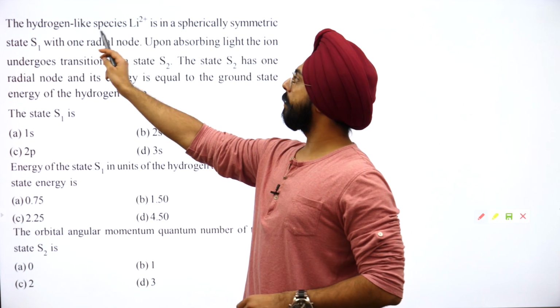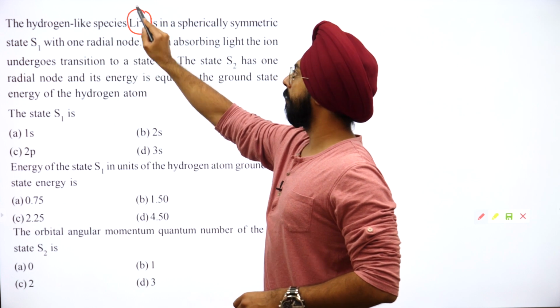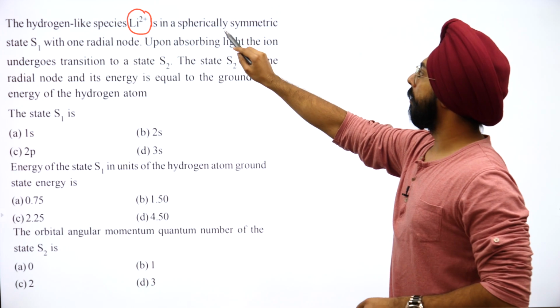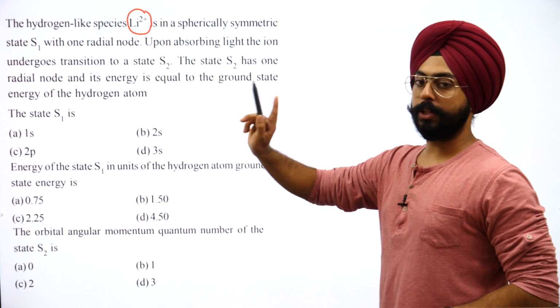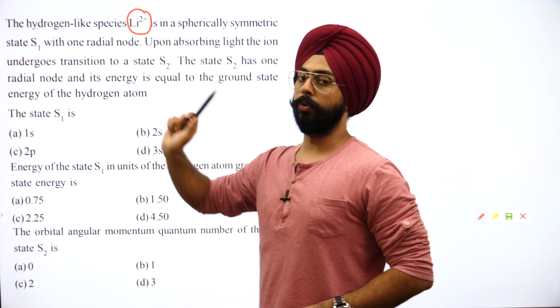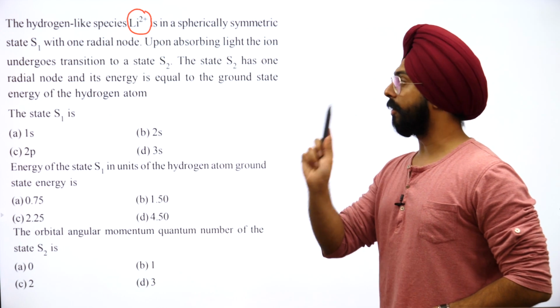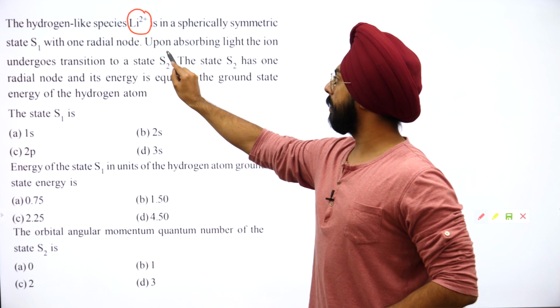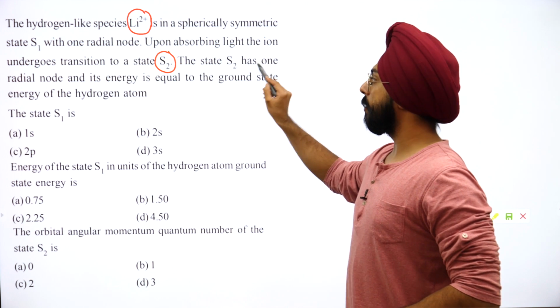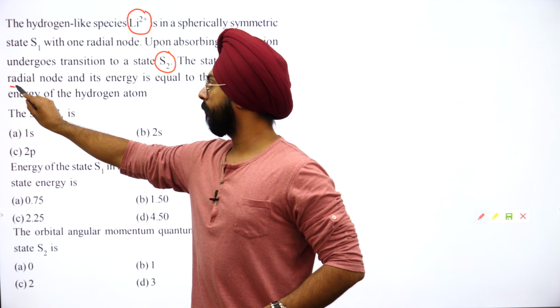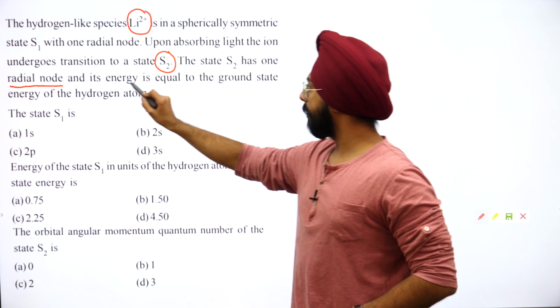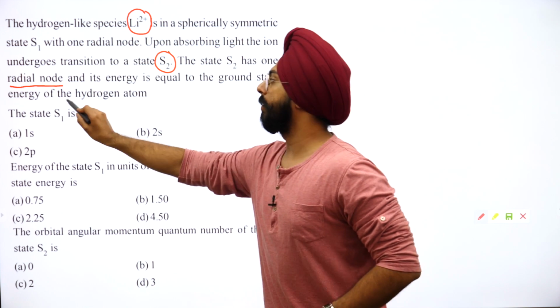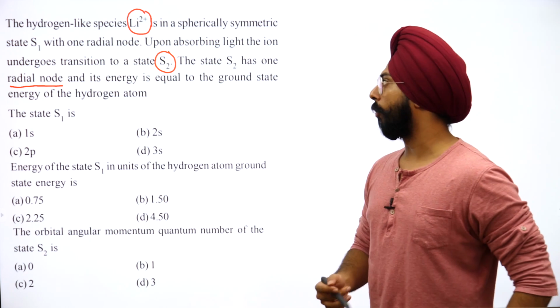The hydrogen-like species lithium-2 positive is in a spherically symmetric state S1 with one radial node. Spherically symmetric state, yaad rakhna. Upon absorbing light, the ion undergoes transition to a state S2 and the state S2 has one radial node. And its energy is equal to the ground state energy of the hydrogen atom. Let's connect the dots now.